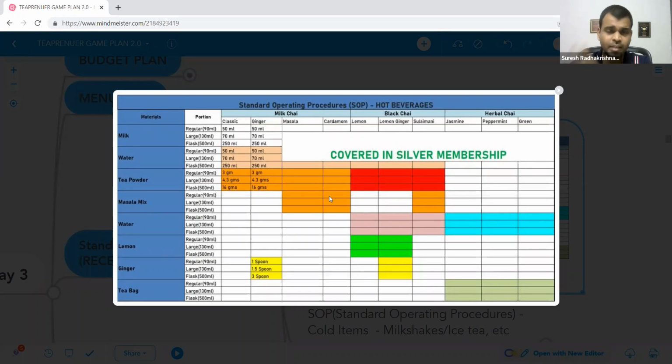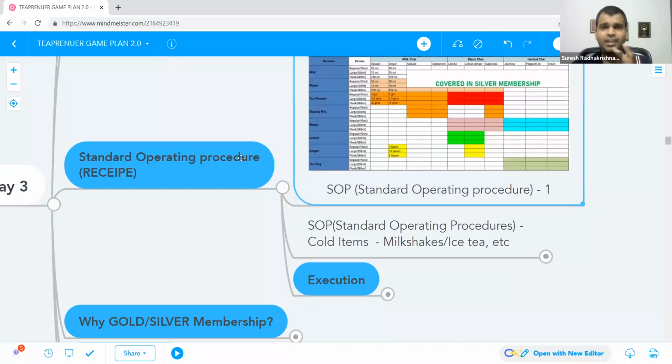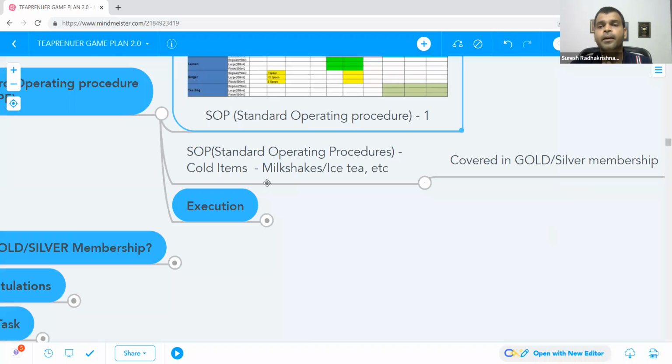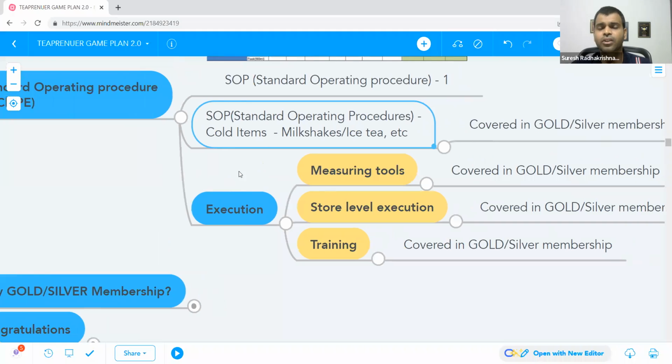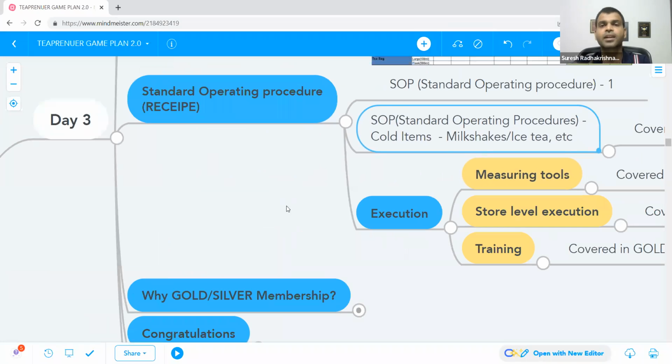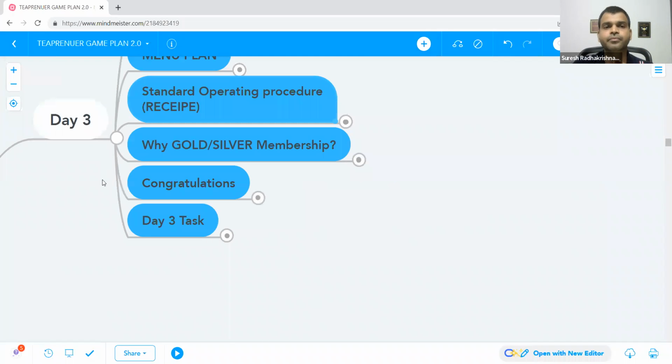Right? So the more advanced level I've covered in the silver and gold membership. I've also given links on how to purchase the tools for milkshakes and iced tea. I've covered that in the advanced level, and also measuring tools, store level execution, and how to train your staff. All of those are covered in the advanced level, gold and silver membership.